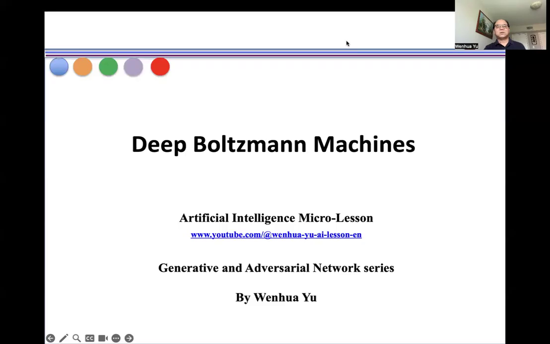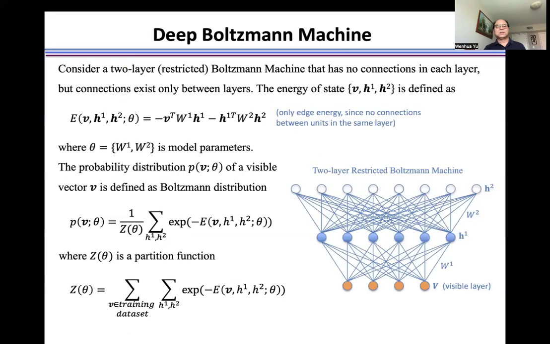In this video, I introduce deep Boltzmann machines. Consider a two-layer restricted Boltzmann machine in which connections are only between the different layers, but no connections between units in the same layer. The energy of state V, H1, H2 is defined as a sum of two edge energies between V and H1 and between H1 and H2.